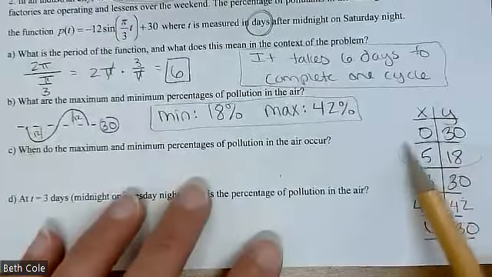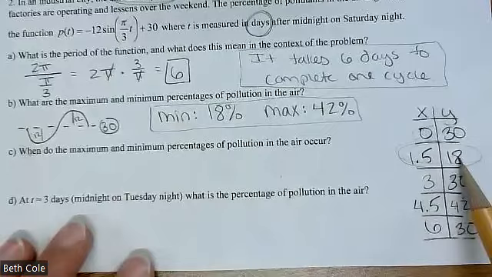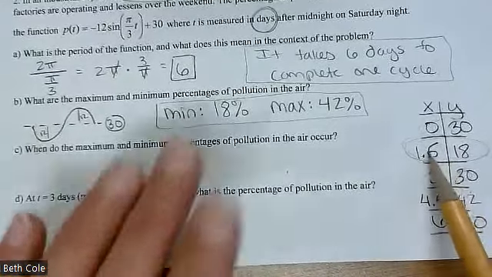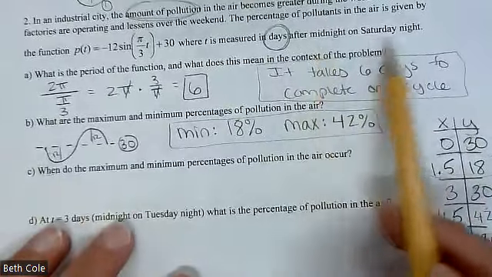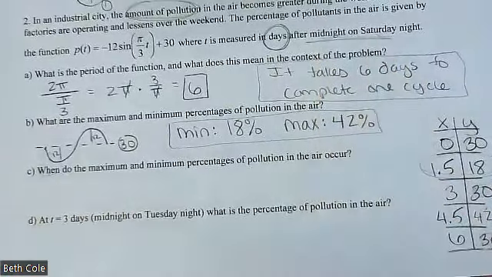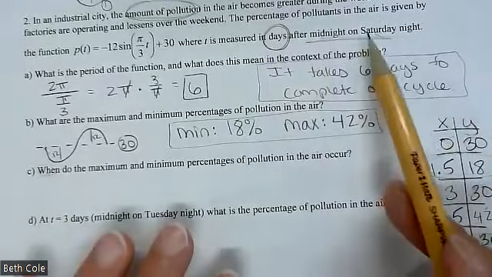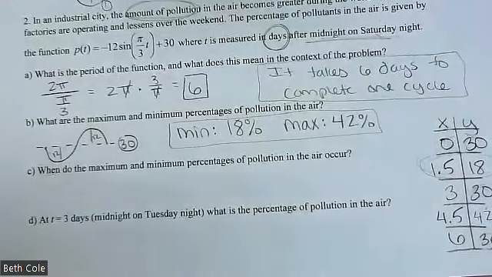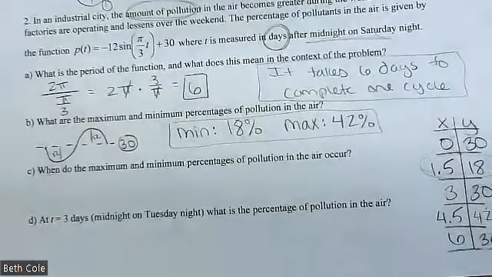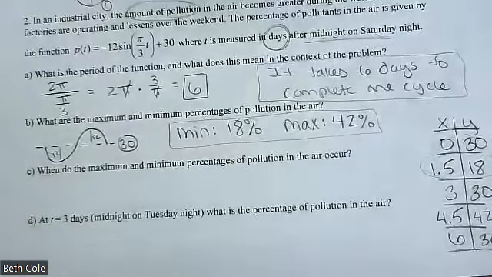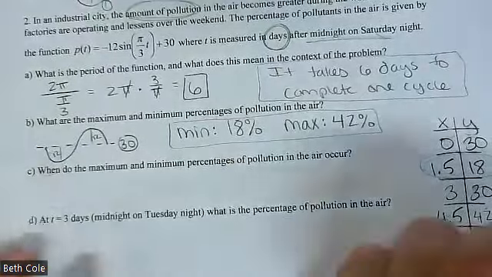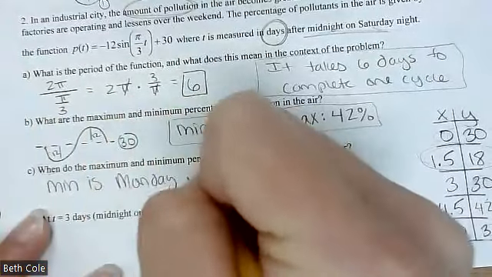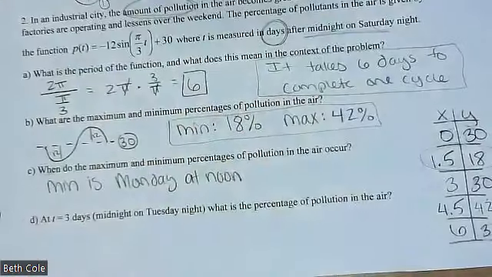All right, so look. When do these happen? Here's your minimum of that 18%. And this is what gets me, so we'll have to look after each other for this one too. It's 1.5 days since midnight on Saturday. One full day from midnight on Saturday would take us to midnight on Sunday. But if you go another half a day, it would be Monday at noon. So your minimum is Monday at noon.